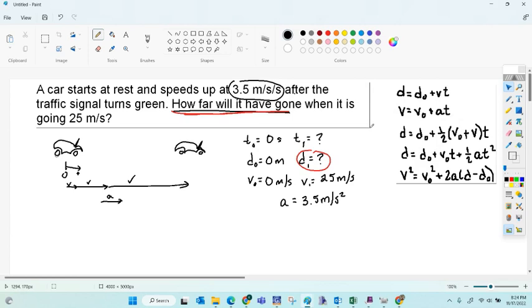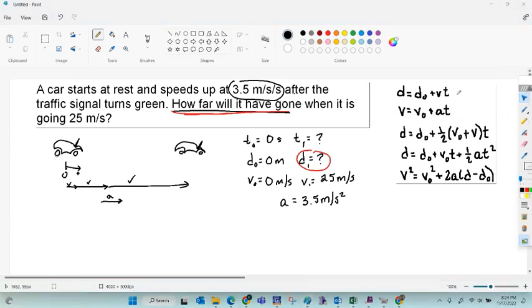Okay, so let's think about what we have and which one of these equations is going to make sense. Okay, we're trying to find D. So our later D is actually going to be the D without a subscript. So out of these 3 equations, I have to rule out this one. I rule out this one because this is when acceleration is 0. Acceleration isn't 0, so we can't use this one. V equals V0 plus AT. Well, that's great, but we're asking for how far it's gone, so we're probably going to rule that one out.